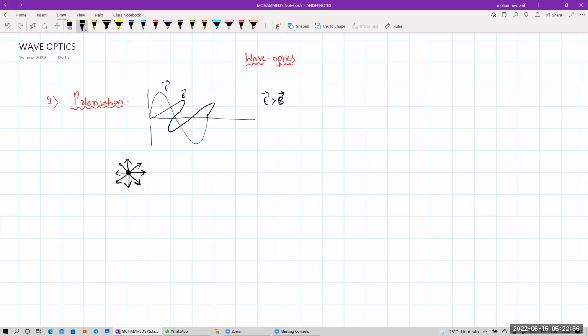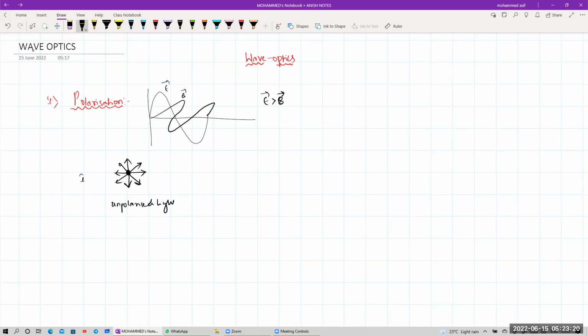If I make this electric line of the field pass only in one particular plane, isn't it? So that is called what? Polarization. Isn't it? The phenomenon of restricting the vibration in a particular plane is called polarization. This light is called your unpolarized light.